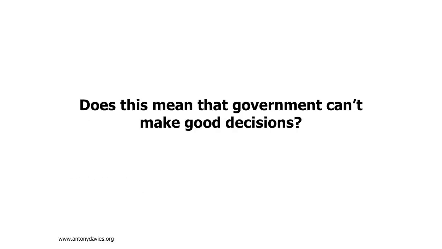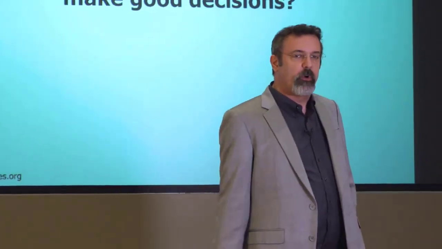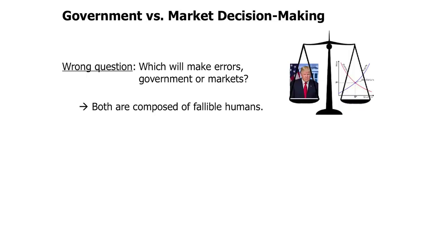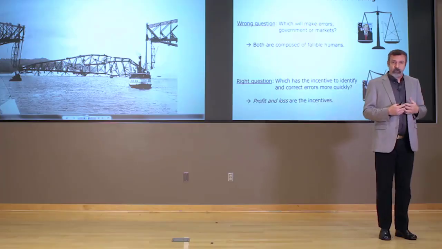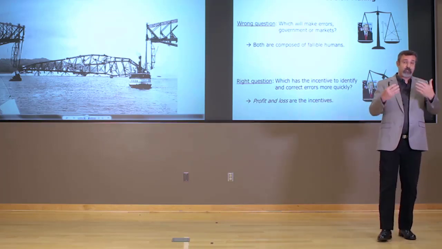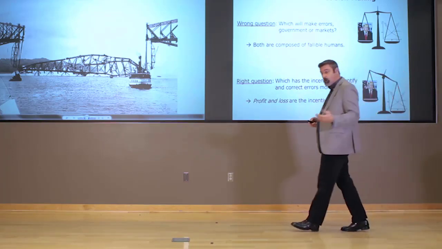Does this mean, ultimately, the government can't make good decisions? That, I believe, is the wrong question. The right question is, because humans in both the private and the public sector are fallible, they will make errors. The right question is not who's going to avoid making errors, markets or government. The right question is when they do make errors, because they will, who has the greater incentive to identify and correct those errors? And economists will argue that often, perhaps all of the time, the answer is people in the private sector, because they must respond to profit and loss incentives because their customers can walk away.